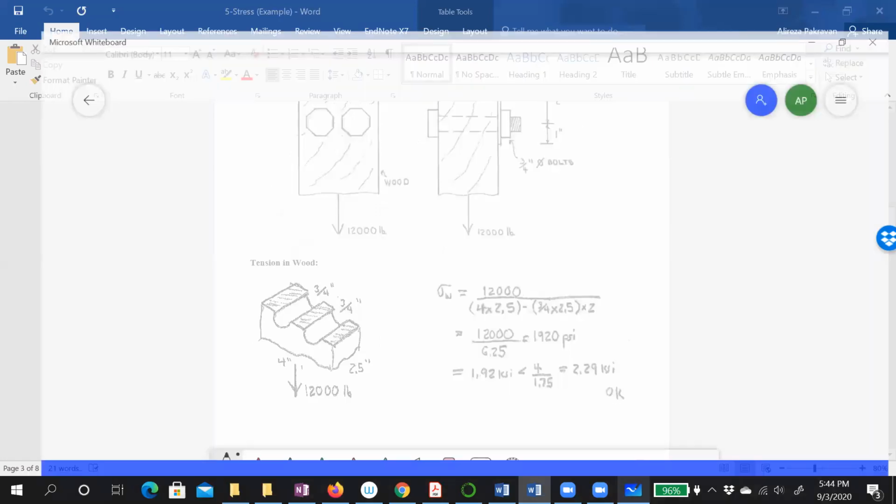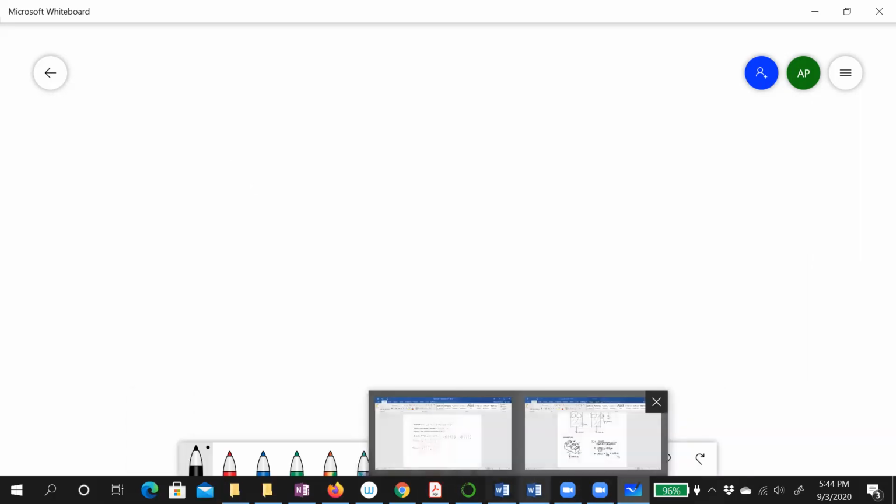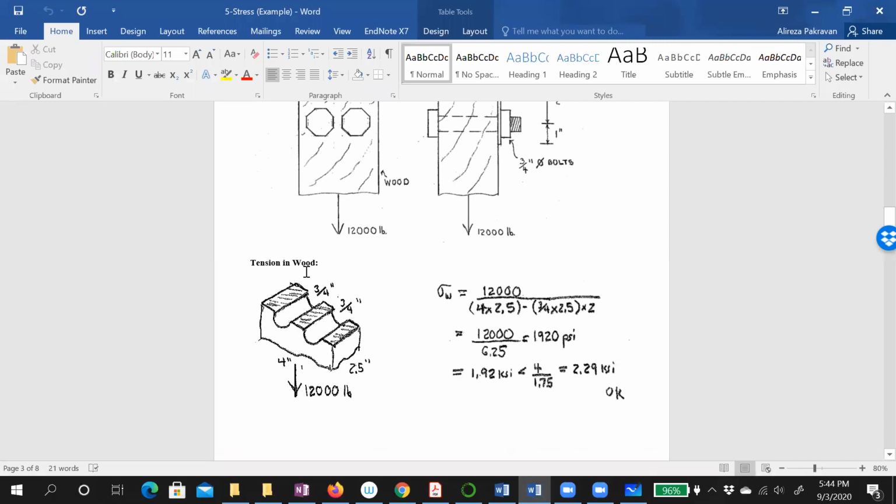The question here is, 3/4 inch is the diameter of the bolt, right? So let's just assume this is the cross section of the bolt. Okay, can you see this whiteboard? Yes. So let's just look at the top of it. I don't want to draw this in 3D. What happens if we don't have a hole, just a net area?